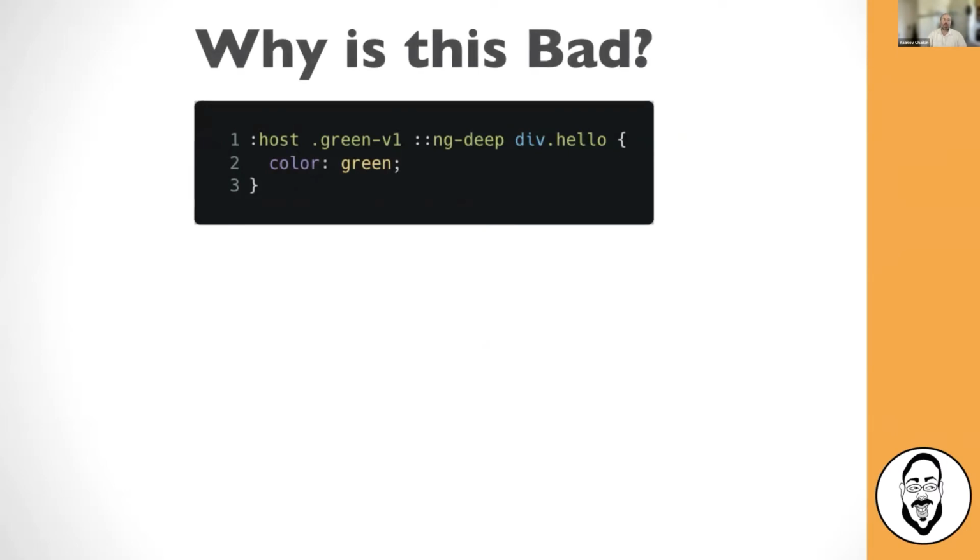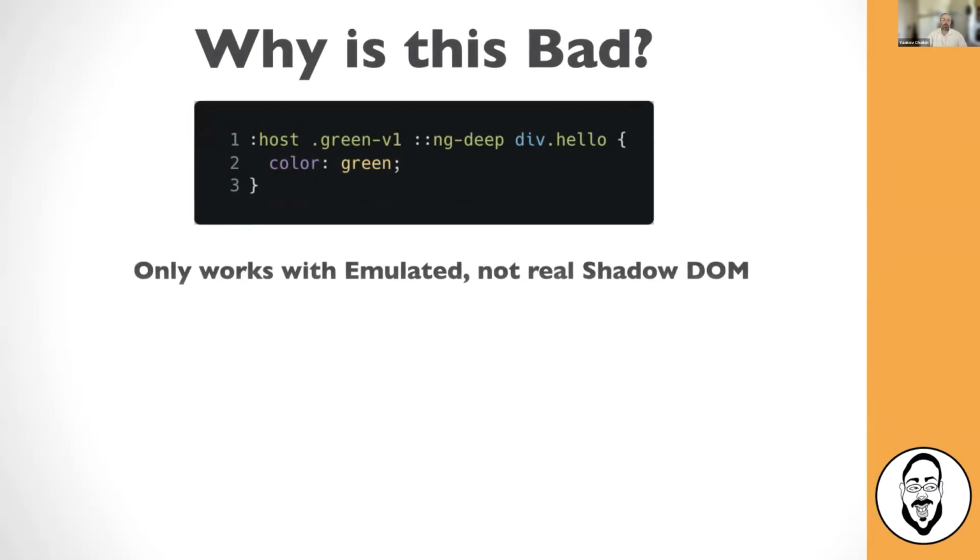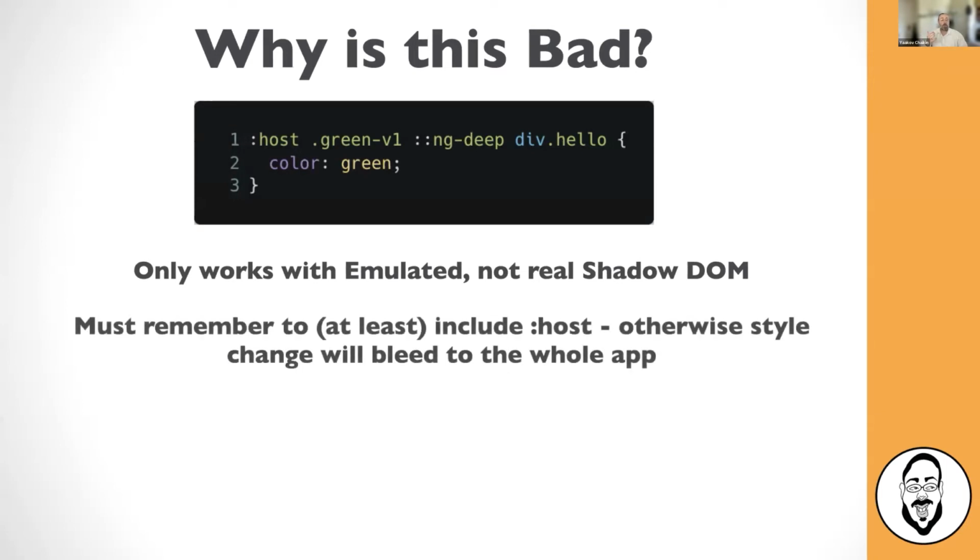So the question is, why is this bad? Well, for a few reasons. Number one, it only works with emulated, not real shadow DOM. So if you ever were to progress to real shadow DOM 100%, this would not work. You also must remember to at least include :host. Otherwise, style changes will just bleed all over your app.